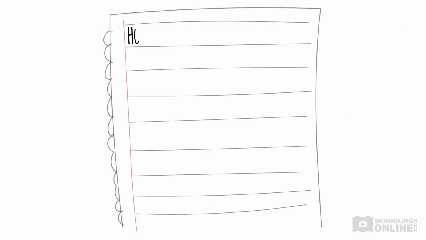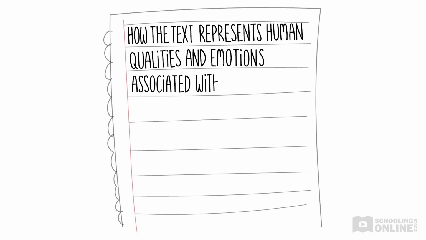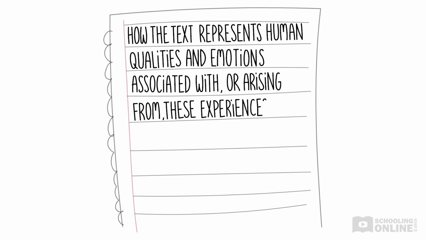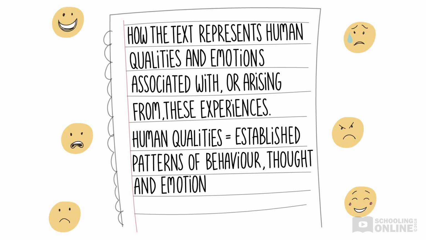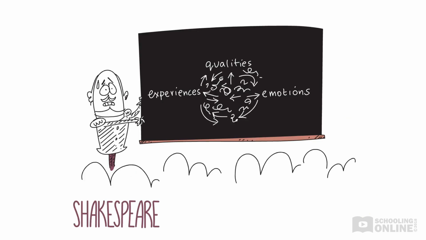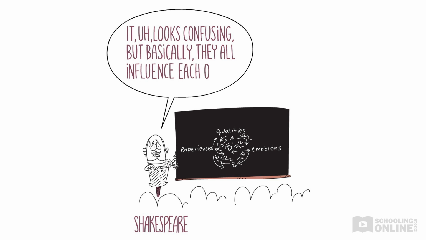Now let's think about how the text represents human qualities and emotions associated with or arising from these experiences. Human qualities are established patterns of behaviour, thought, and emotion that come to define who we are, whereas emotions are individual feelings that come and go. The Merchant of Venice shows us a complex relationship between each character's experiences and their distinct qualities and emotions. All three elements, experiences, qualities, and emotions, influence each other.